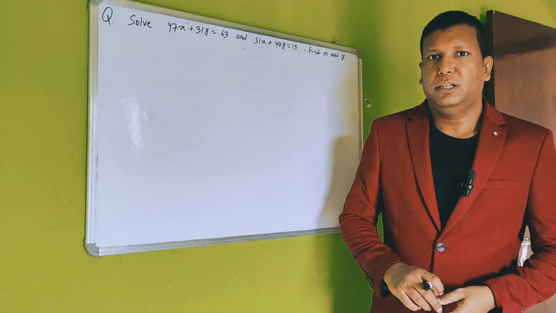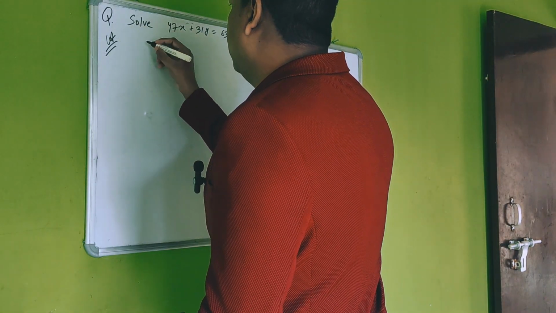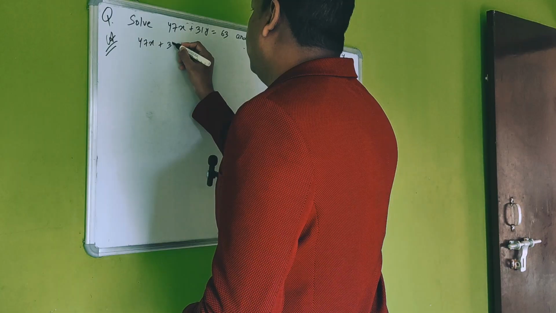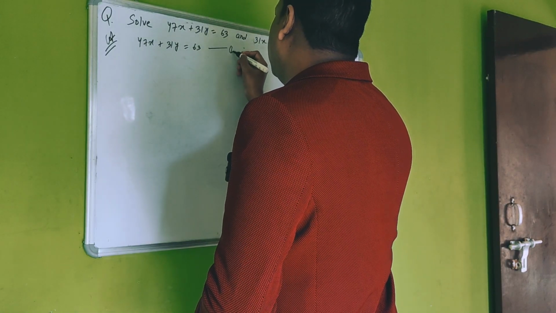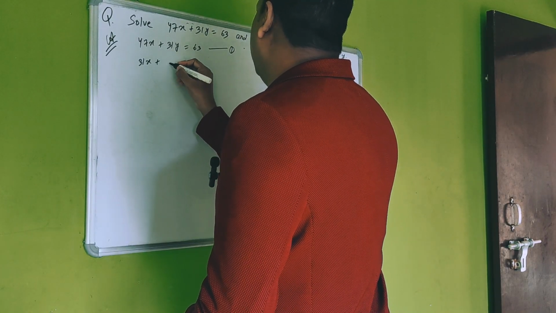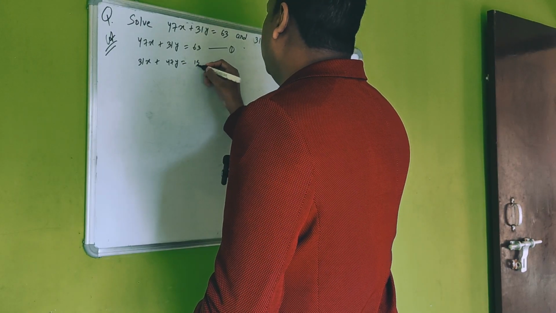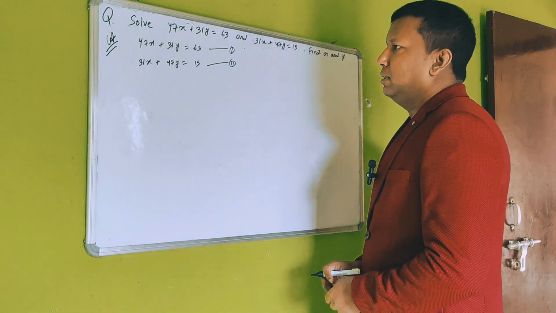Hello kids, in this video lecture I'm going to discuss how to solve this equation and get the x and y values. So let's see. First, writing the two equations. The first is 47x plus 31y equal to 63. This is the first equation, and the second is 31x plus 47y equal to 15. So this is the second equation.